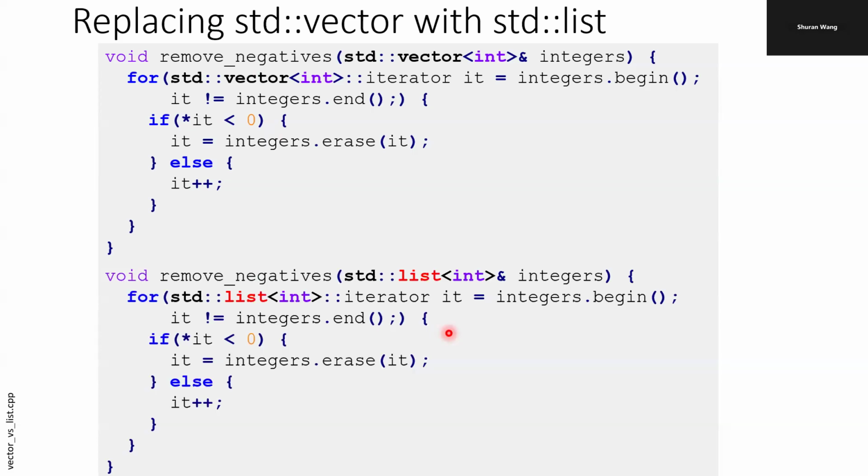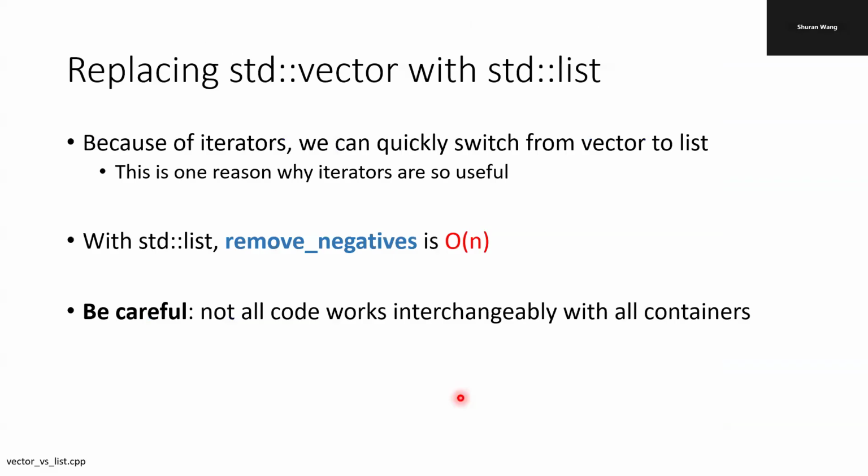Erase, you only need to update the two neighbors for the list. But for the vector, you need to copy over everything else after where you are erasing. Because of iterators, we can quickly switch from vector to list because the iterators have the same syntax throughout. And if we switch over to list, the remove negatives is now O(n) time instead of O(n squared).